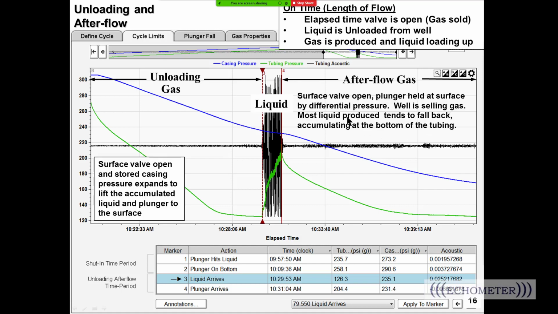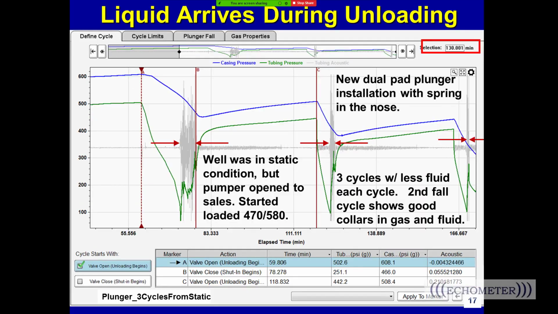I think we just said all that, so I'll skip on the next slide. Now this well right here is the plunger well, 3 cycles from static. And so what we're saying here is there's 1, 2, 3 cycles. And here we're shut in, and the casing pressure is 600 psi, and the tubing pressure is 500 psi.